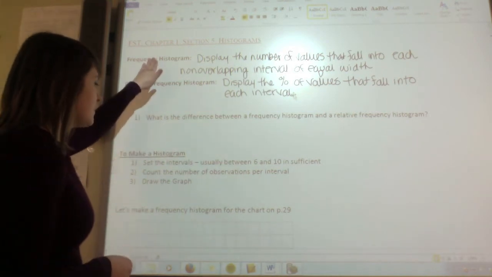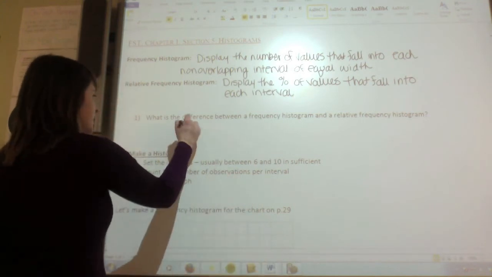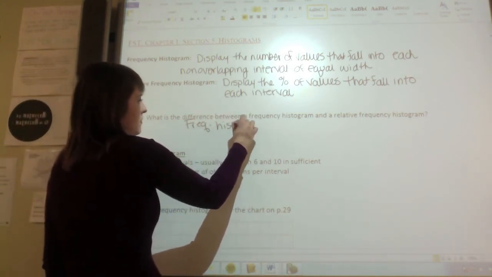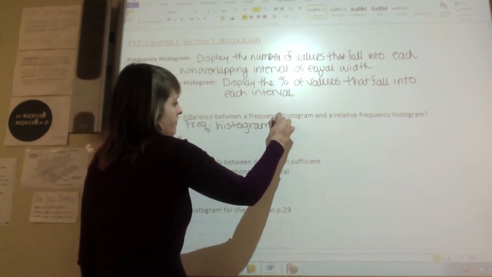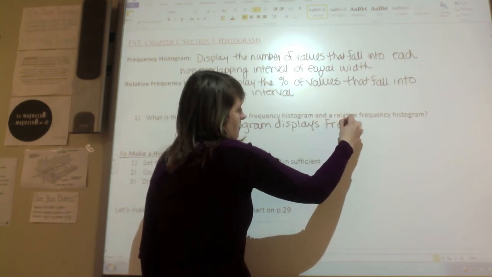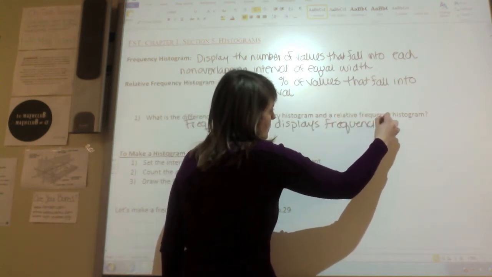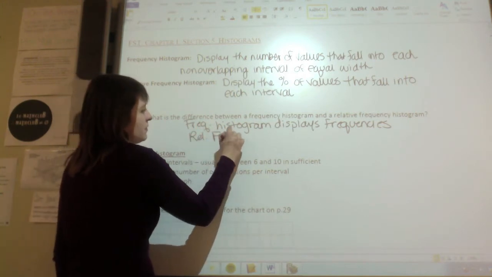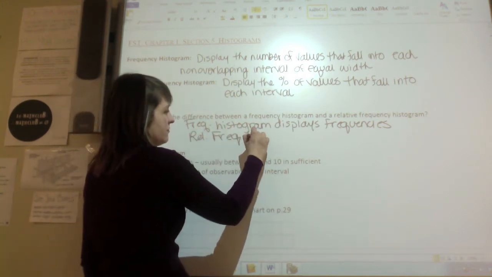So the frequency histogram displays frequencies, while our relative frequency histogram displays percentages.